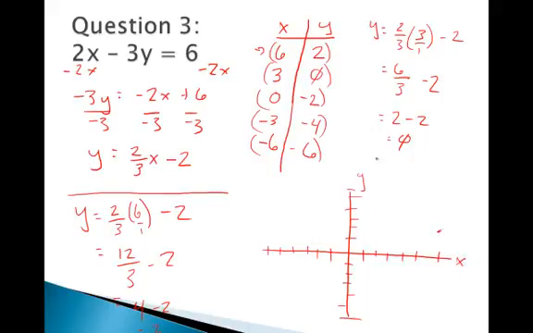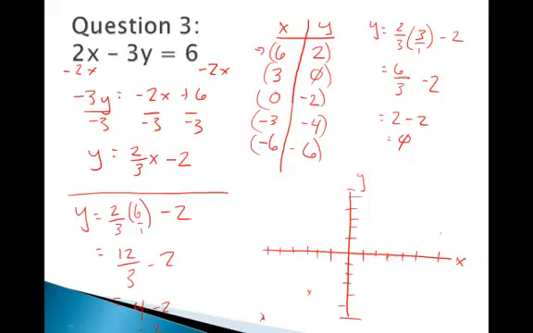Okay, and then I'm going to have x is 3. There's my x equals 3. Y is 0, so I don't move. It's going to be here. Okay, then x is negative 3, there's negative 3, y is negative 4, I'm going to have 1 here, and then x is negative 6, y is negative 6.